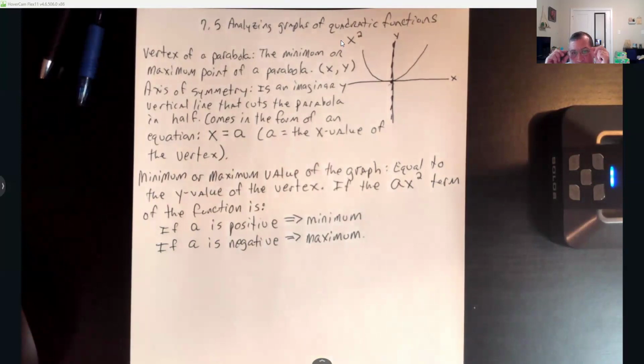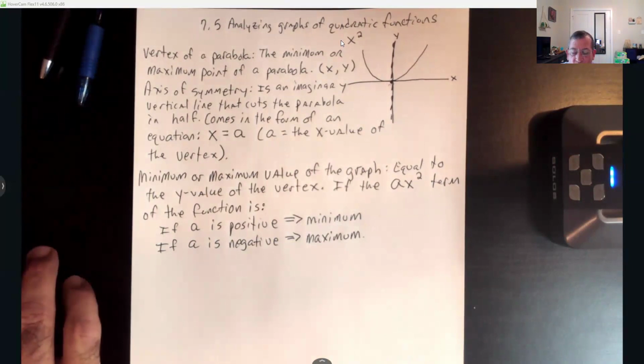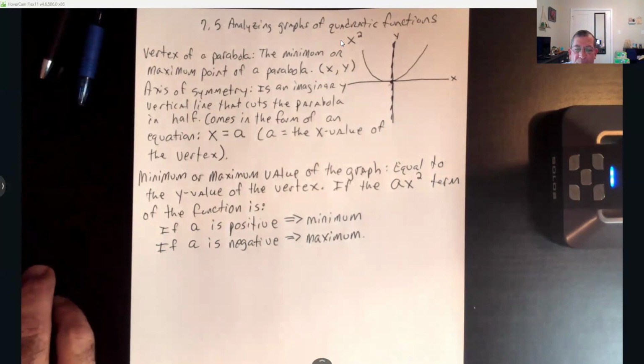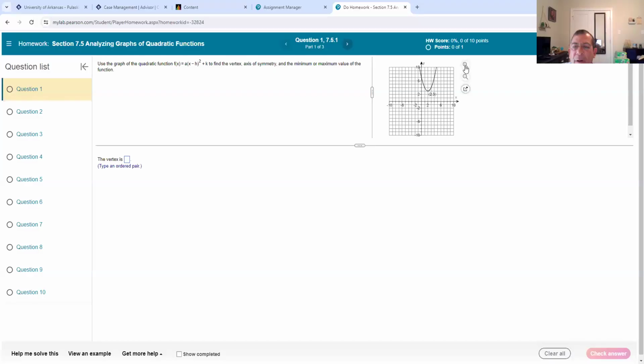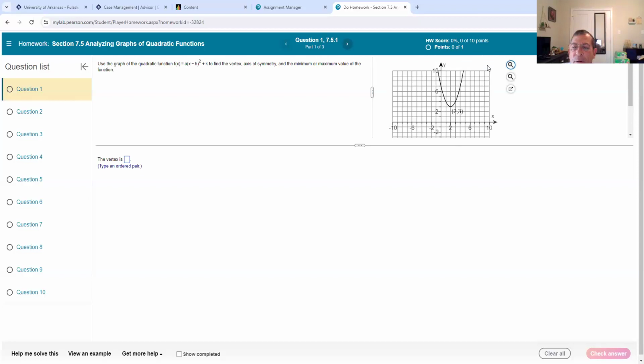So y'all want to go into math lab now and just sort of get y'all familiar with this vertex, with this first problem they got in here, okay? So let me pull up math lab. I'm gonna make my graph a little bigger here. All right, so this part, use the graph of the quadratic function, f of x equals a, x minus h squared plus k. Don't worry about that. That's just an old formula they're using for this. To find the vertex, axis of symmetry, and the minimum or maximum value.